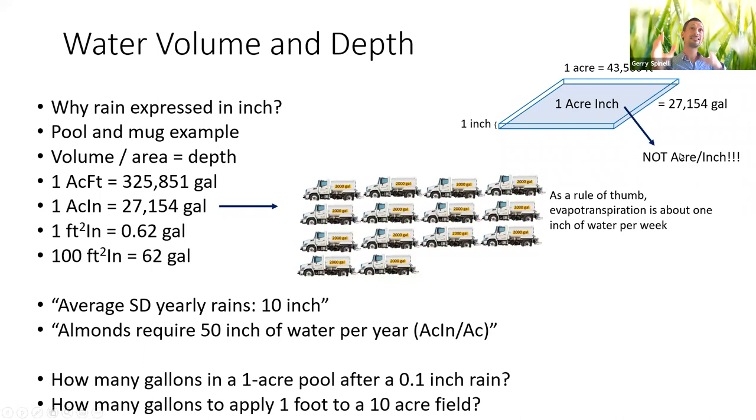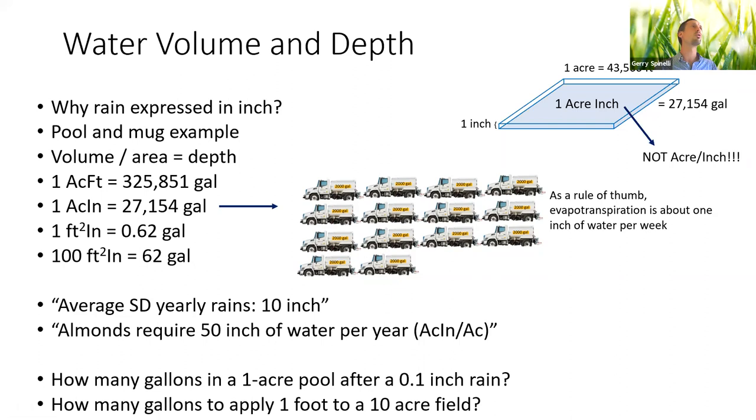So the pool had a very big volume and the mug had a very small volume, but the height was one inch on both, because the pool intercepted a large area of rain and the mug intercepted a small area of rain, but the depth was the same. And you can use this trick for evaporation too.